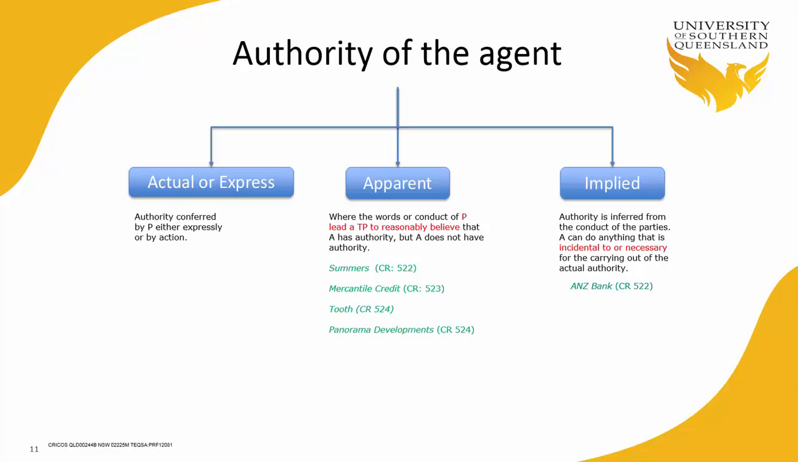Then there's implied authority, and this would be inferred from the conduct of the parties. So just like implication generally, this is about implying that there's an authority from the principal to the agent because of the conduct of the parties. So the agent can do anything that is incidental to or necessary for the carrying out of the actual authority.